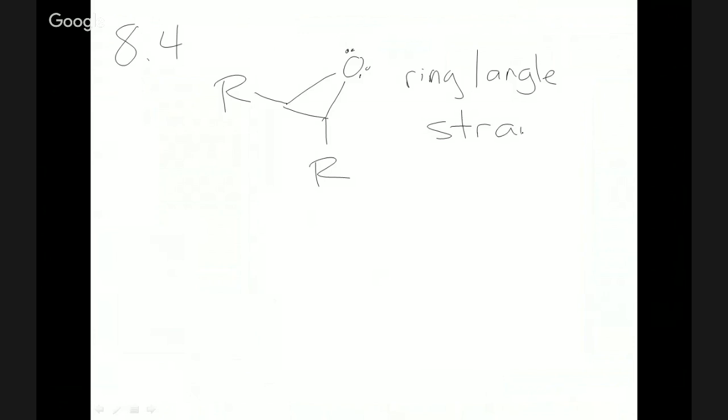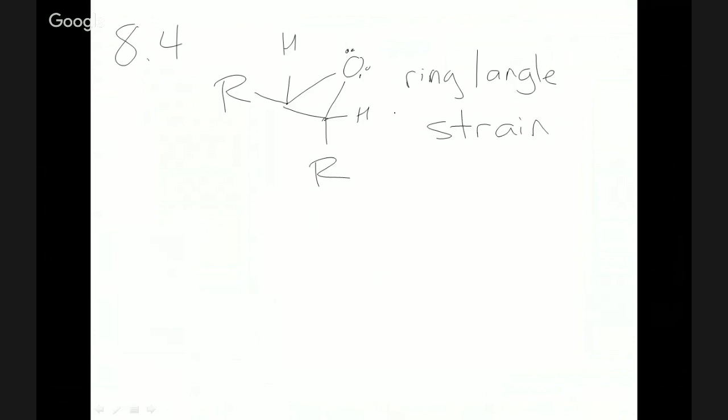All right, so epoxides are cyclic ethers, and they're special. They have angle strain or ring strain. This matters because it's going to give a controlled ring opening. There's hydrogens there. We'll see these reactions.